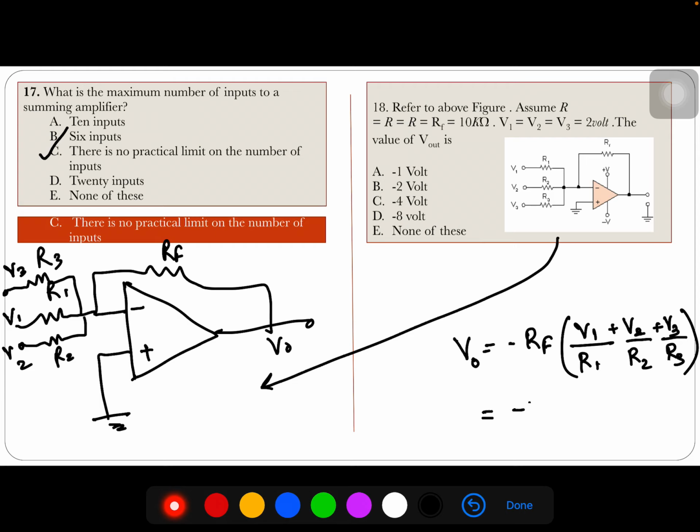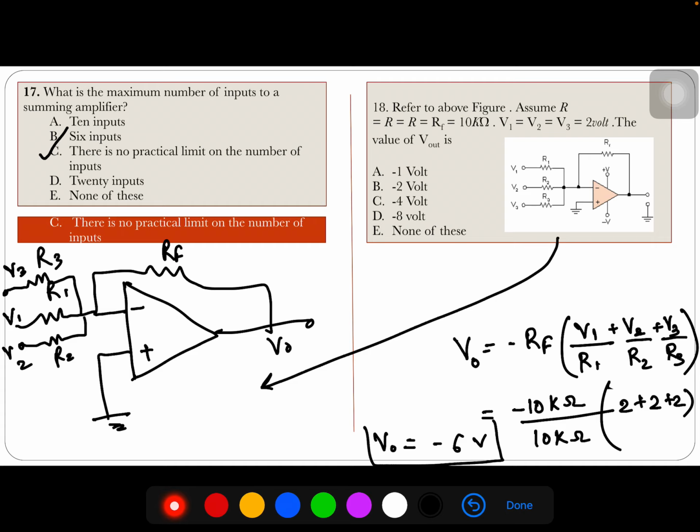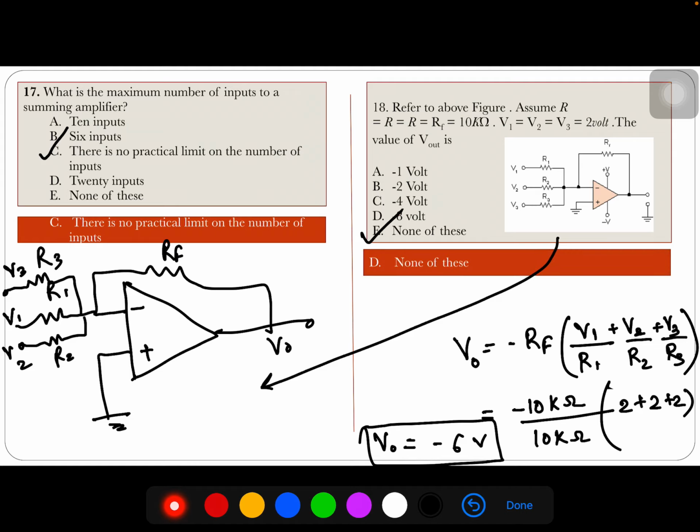Okay, RF, R1, R2, R3 are all same, 10 kilo ohm. I will take R1, R2, R3 common outside because they are all same. V1 is 2, so 2 plus 2 plus 2, that is 6. And minus 6 volt is the answer, which is not given in the options. So the correct answer is none of these. Okay.